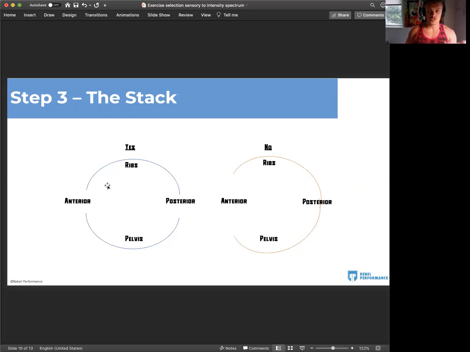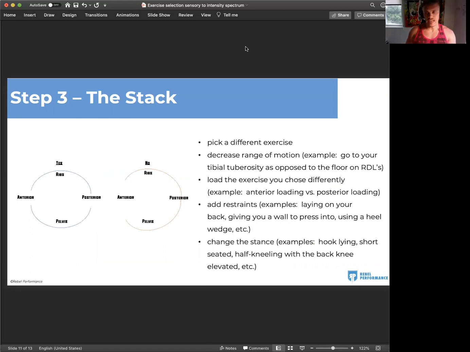So the stack, right? And so the question is, this is kind of your first exit strategy. If you cannot maintain the stack, so if I give someone a movement, and I want to see this nice ribs down, pelvis under, solid position, if I give them a movement and we're immediately like, bam, here, I got work to do.